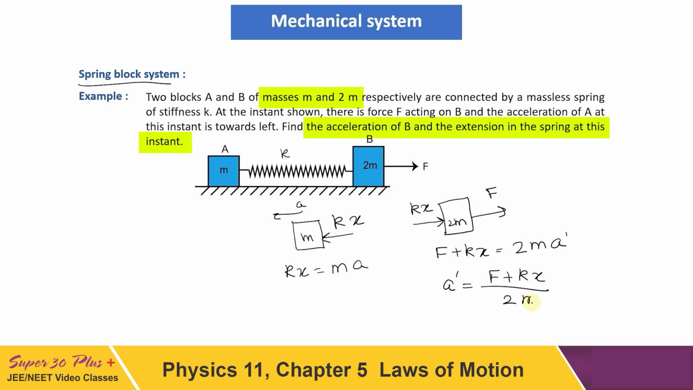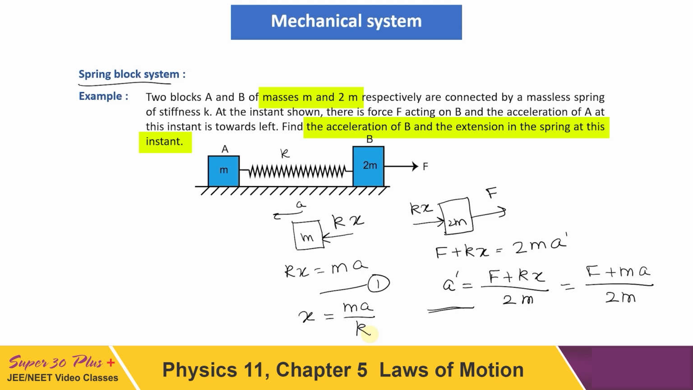Now substitute the value of kx from equation number 1. It can be written as F plus ma upon 2m. So this is the acceleration of block 2m. One more thing it is asking is the extension in the spring. So extension can be written directly from equation 1, that is equal to ma upon k.